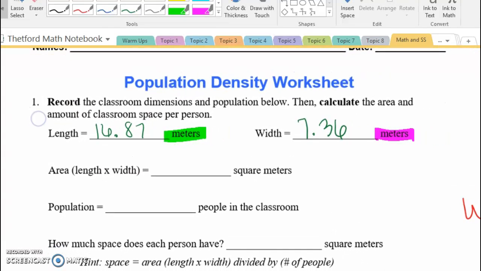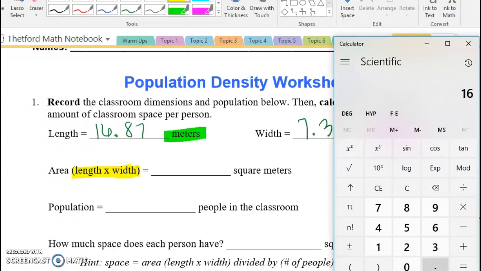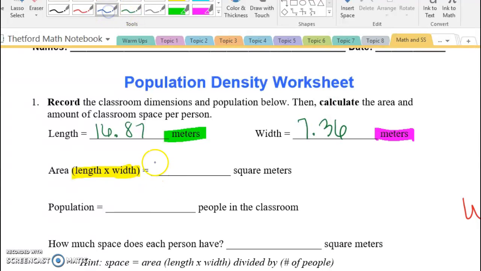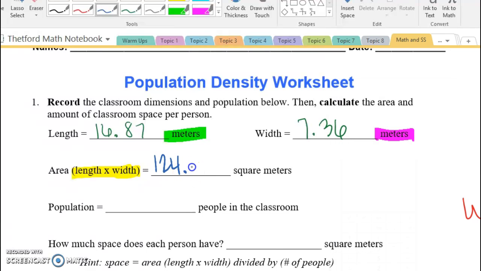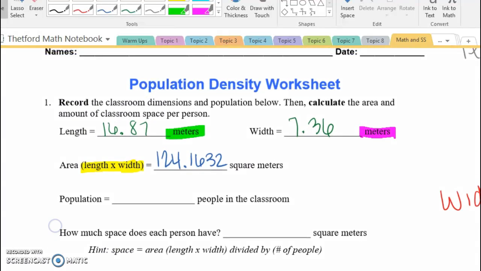So just like we did yesterday when we were solving for area, we have to do length times width. And so we're going to take 16.87 and we're going to multiply that by our width, which is 7.36. And our area is 124.1632. So here is our area for our classroom. So that's Miss Rowe's classroom combined with my classroom.